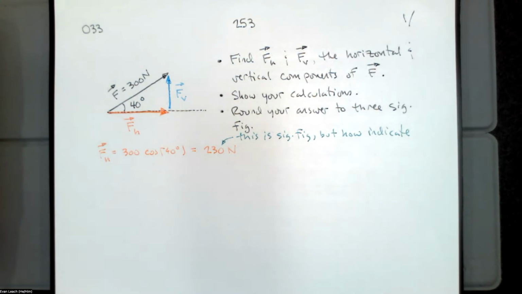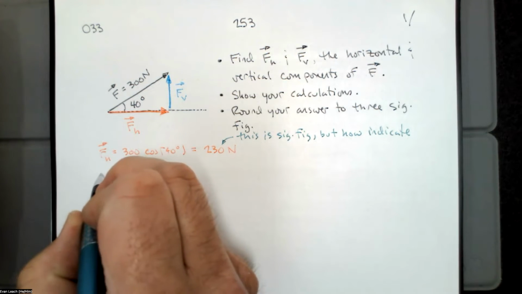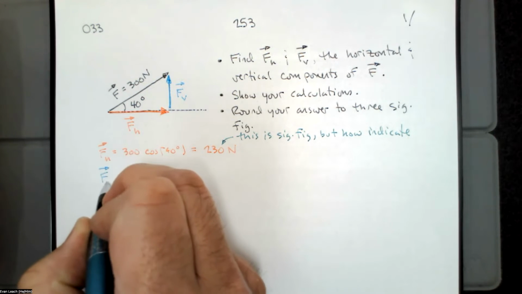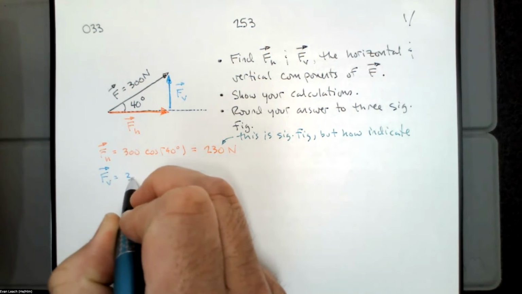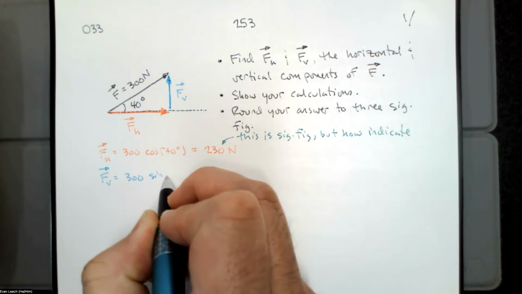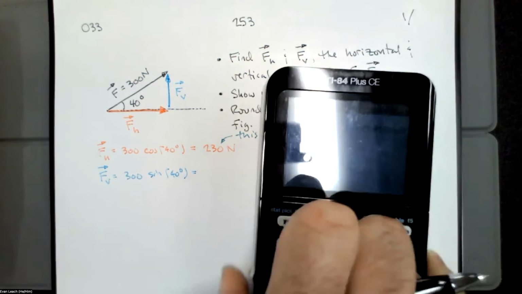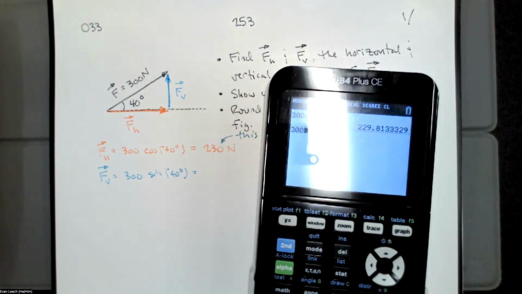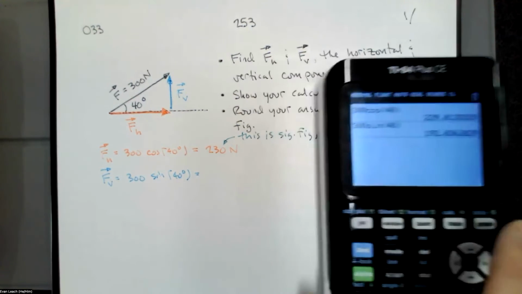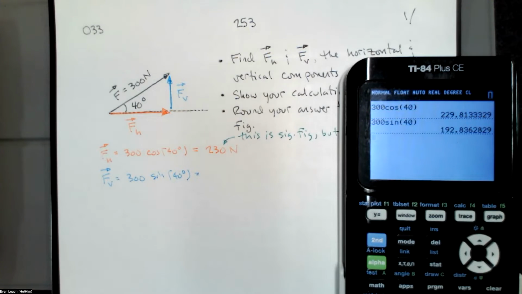And the vertical component just uses sine. We can do the same kind of thinking, or we could just remember that the vertical component is 300 times the sine of 40 degrees. So 300 sine of 40. There we go. 192.8, which will round to 3 significant figures at 193.